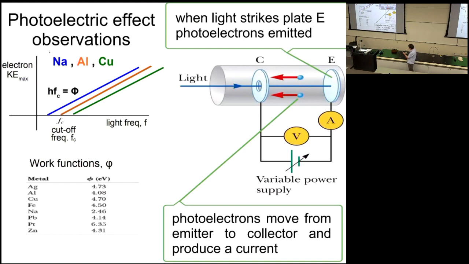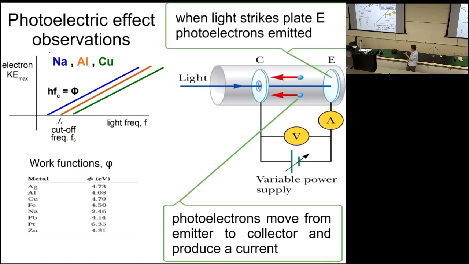Once you get above the cutoff frequency, look, you are emitting electrons, and the kinetic energy of the electrons that are emitted increase with the frequency of the light. And so that's the basic feature of the photoelectric effect. The cutoff frequency also depends on what particular metal. So in this little picture here, sodium has a cutoff frequency that's relatively low. In green here, copper has a cutoff frequency that's relatively high.